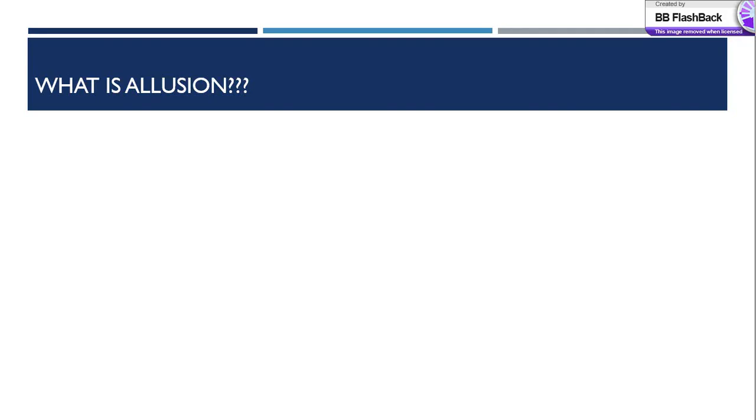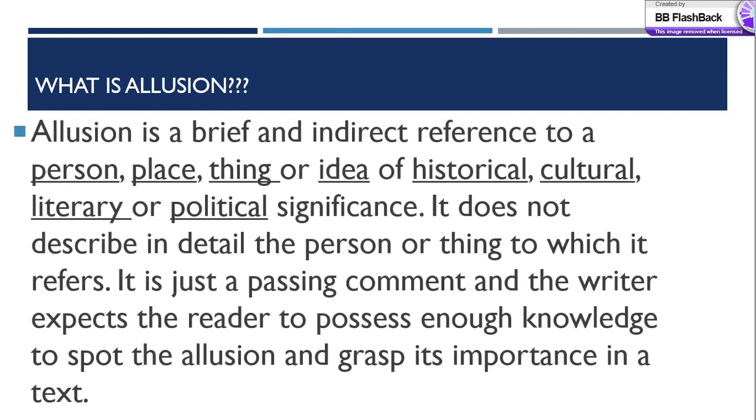So, let's start. Allusion is a brief and indirect reference to a person, place, thing, or idea of historical, cultural, literary, or political significance. Allusion can be anything that indirectly discusses something historical or political, which is still famous in your culture. It depends from one culture to another.